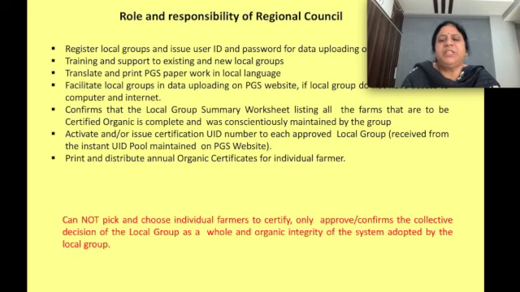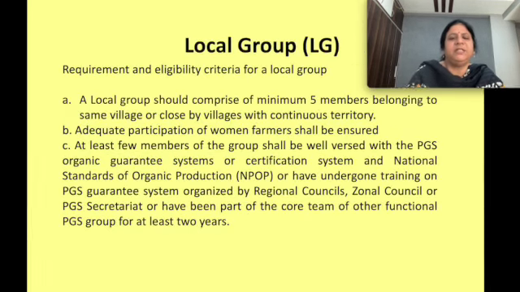Confirm that the local group summary worksheet listing all the farmers that are to be certified organic is complete and maintained by the group. Finally, activation and issue of certification UID number to each approved local group. So, unique identification issue is very important. Once that is scanned, all the details of the regional council and farmer group are traceable. Print and distribute annual organic certificates for individual farmers. An individual farmer can sell his own product. That is the advantage with the PGS certification.